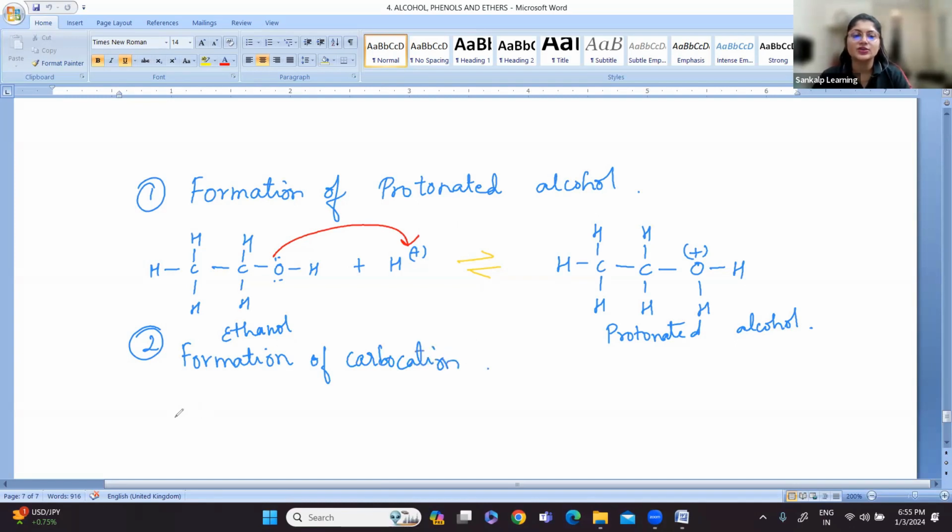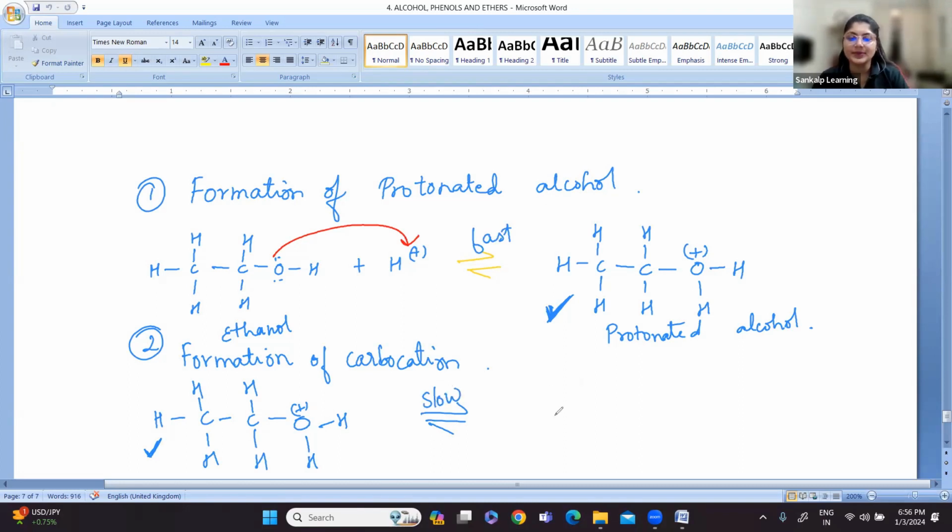Formation of carbocation. So what we'll write? So whatever the product is formed here, H, C, H, H, C, H, H, O plus. Okay, so whatever is formed in the first, the same you have to write here. Okay, now what will happen? So this is a fast, the first step is fast step. This is a slow step. Now what is happening here?